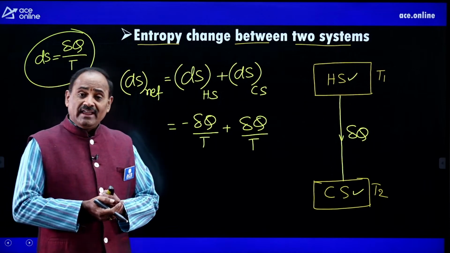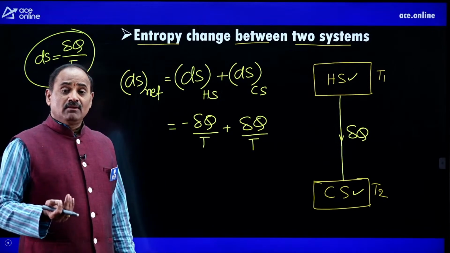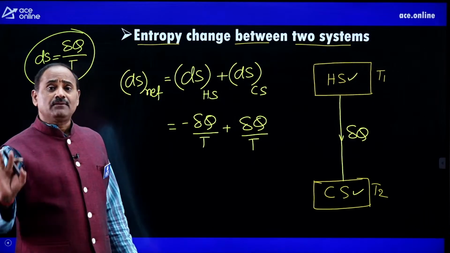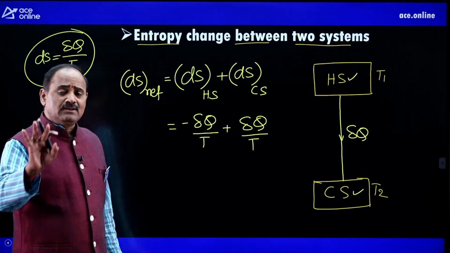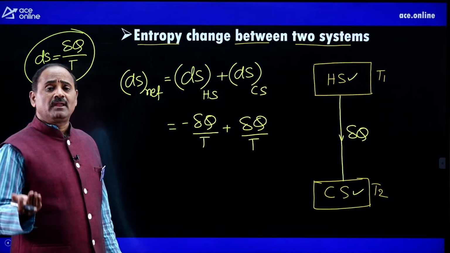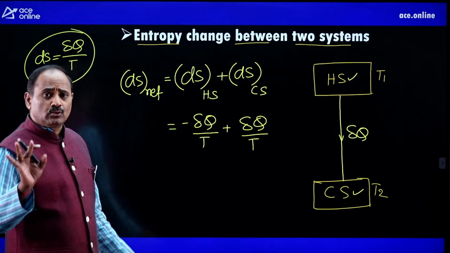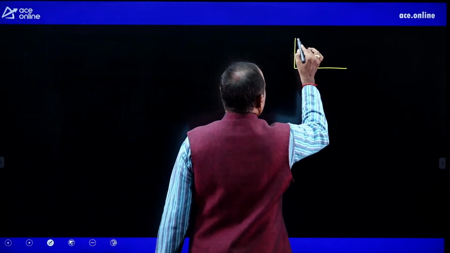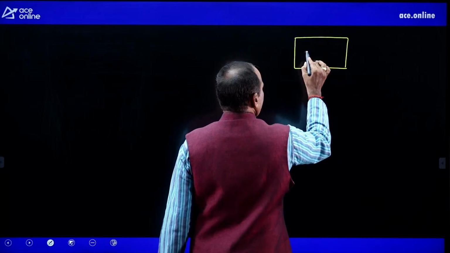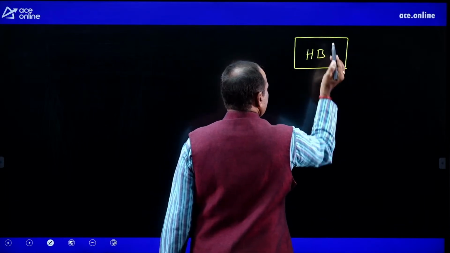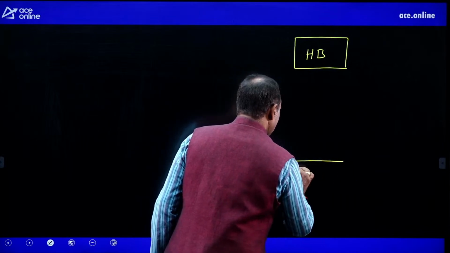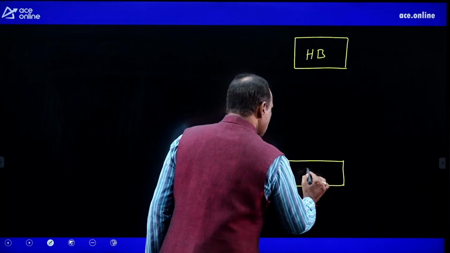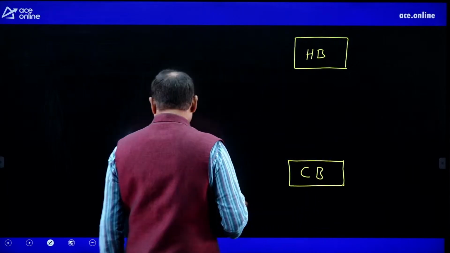But while the heat transfer is happening with bodies where the temperature is changing, you need not decide the direction of heat transfer. Your calculator itself gives the change in entropy, whether it is positive or negative, like this. For that, let us take a hot body and a cold body. First I took a hot source and a cold source, but I am taking here a hot body and a cold body.